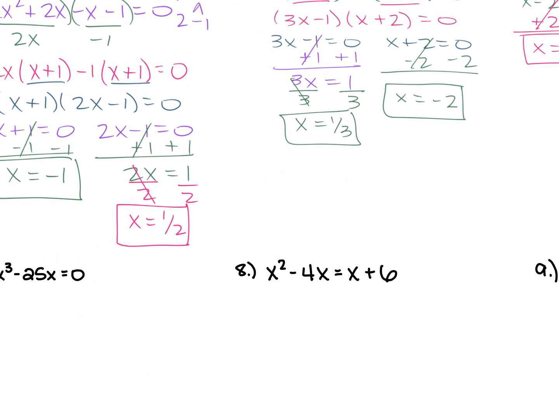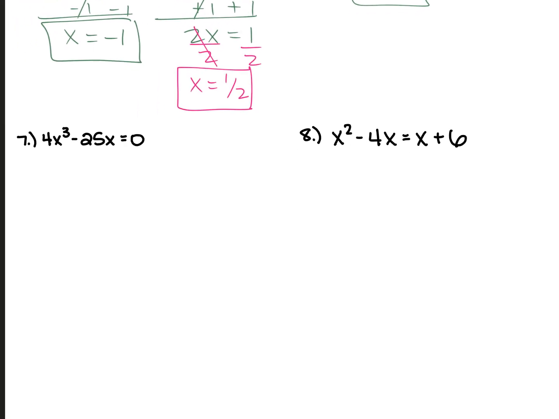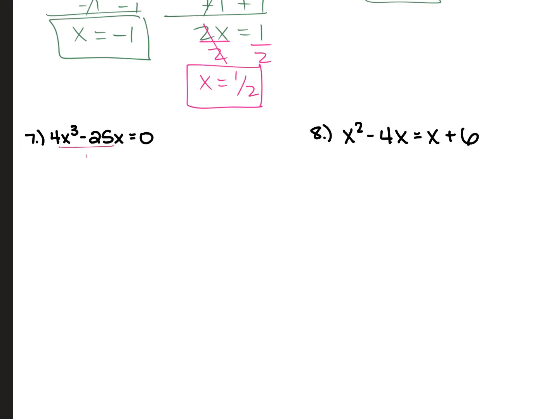For number 7, you have 4x cubed minus 25x is equal to 0. For this one, you're going to factor out the greatest common factor first, since all of your terms are on the same side. Your greatest common factor from these two is x, so that's going to give you x times 4x squared minus 25 is equal to 0. This 4x squared minus 25 is a difference of squares, so you are going to factor that to give yourself x times 2x minus 5 times 2x plus 5 is equal to 0.